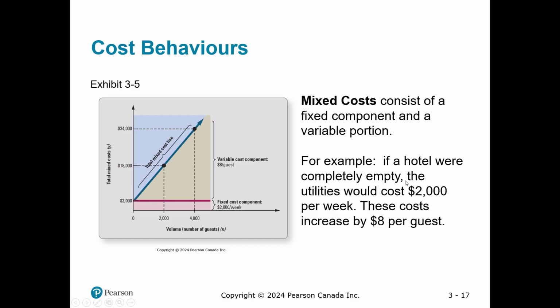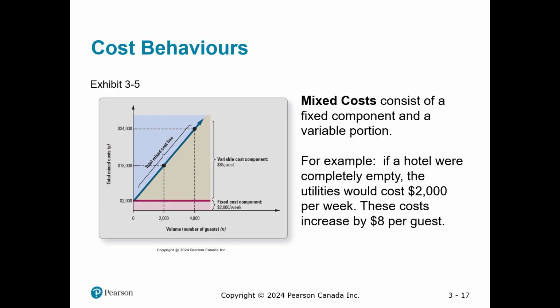If a hotel were completely empty, the utilities would cost $2,000 per week. So we got a flat rate from the utilities company. These costs increase by $8 per guest. So as we accept guests into our hotel, we're going to have to pay $8 per guest for the utilities. So you can see this is a mixed cost. It has a fixed component, $2,000 per week, but it also has a variable component depending on the number of guests that we have. So a mixed cost, remember, it has a fixed component and a variable component.